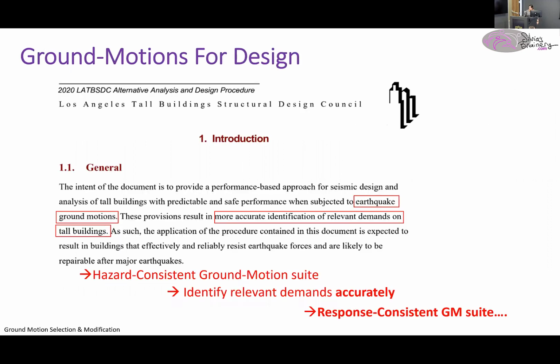Now, why are we interested in this? Because in the very first two sentences of the LA Tall Building Seismic Design Council manual, it says very specifically that the intent of this document is to provide this and this and that for a structure subjected to earthquake ground motions. Please mute yourselves. And the point of it is to provide a more accurate identification of relevant demands in tall buildings.